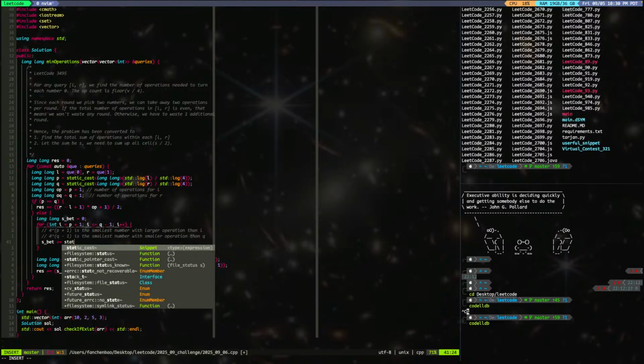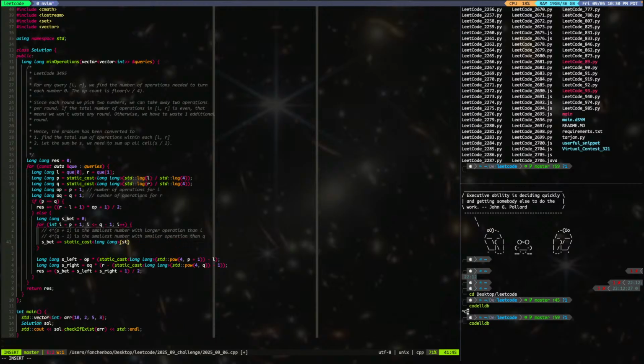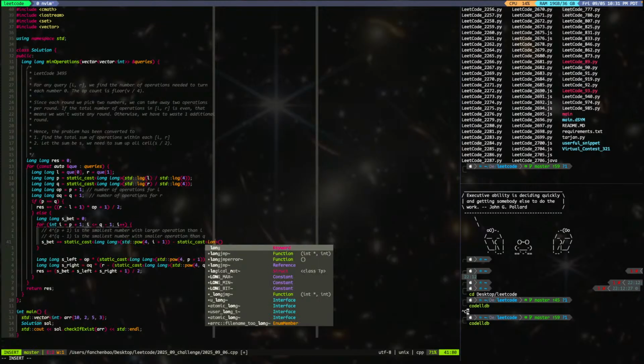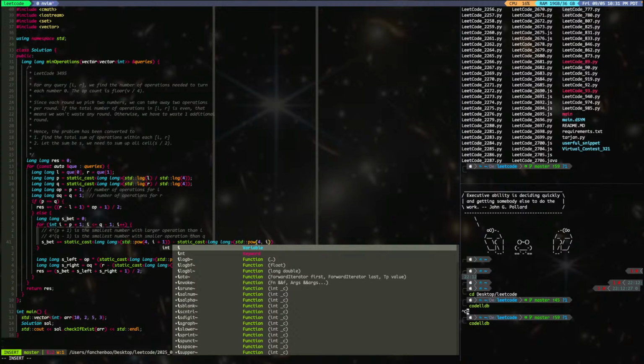I think I'm gonna static cast every single one of them, just in case. Alright, so std::pow, 4 to the I plus 1 power, because this is the next one, right? So it'll be this minus static_cast long, and this is going to be pow 4 to the ith power, which is the current power.